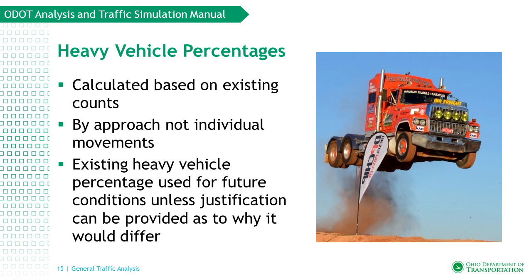In almost all analyses for ODOT, the existing heavy vehicle percentages will be the same in the future. If there is a reason to believe that heavy vehicle traffic will increase at a different rate than passenger cars, the future heavy vehicle percentages should be calculated. For example, if a truck stop is planned within the study area, the number of trucks may increase at a different rate than passenger cars. This justification should be submitted to the ODOT project manager for approval.